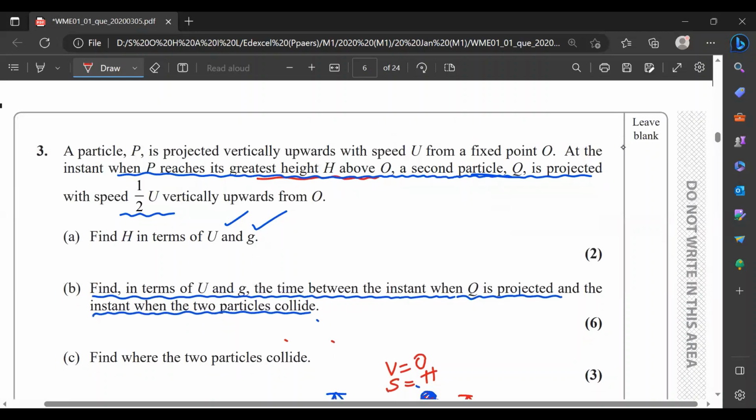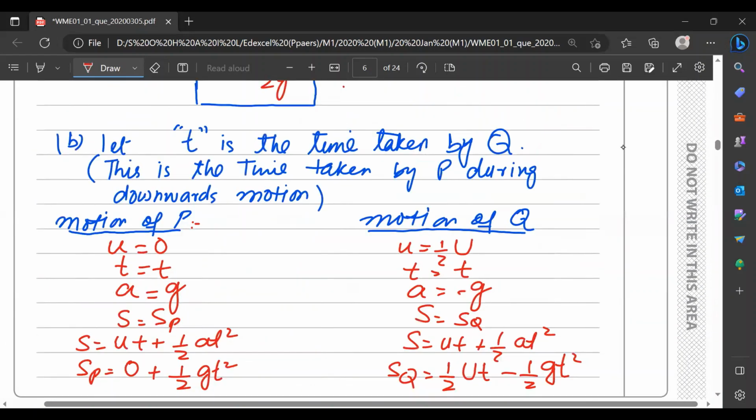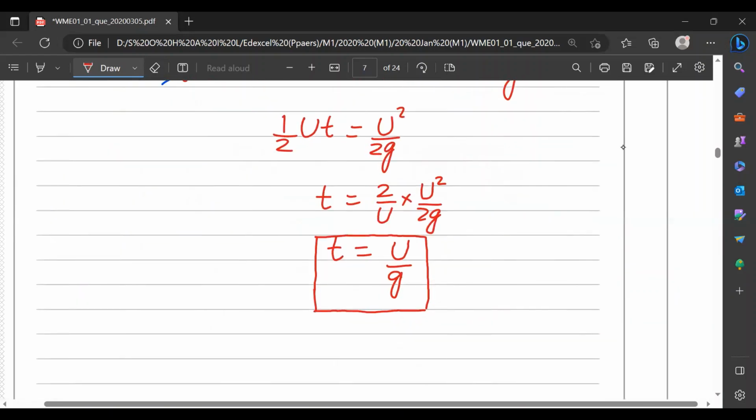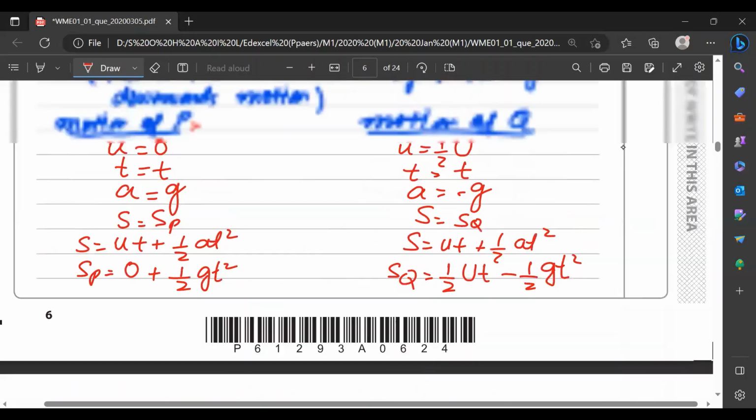This is the time between the instant when Q, the second particle, is projected and the instant when the two particles collide. So this is the time when the two particles collide. U over g is the time.